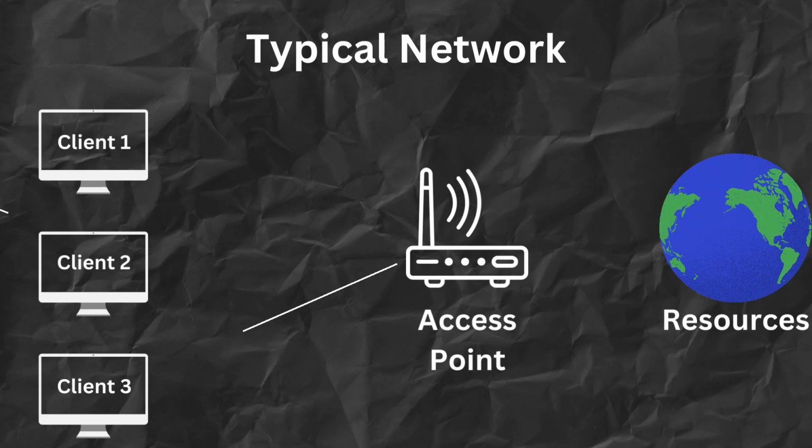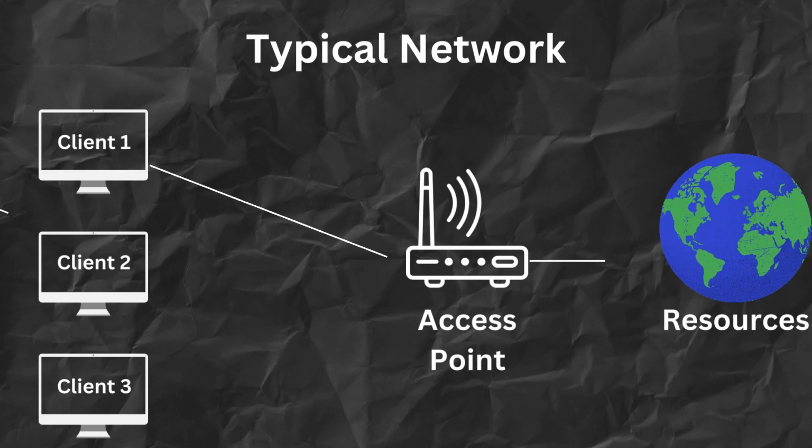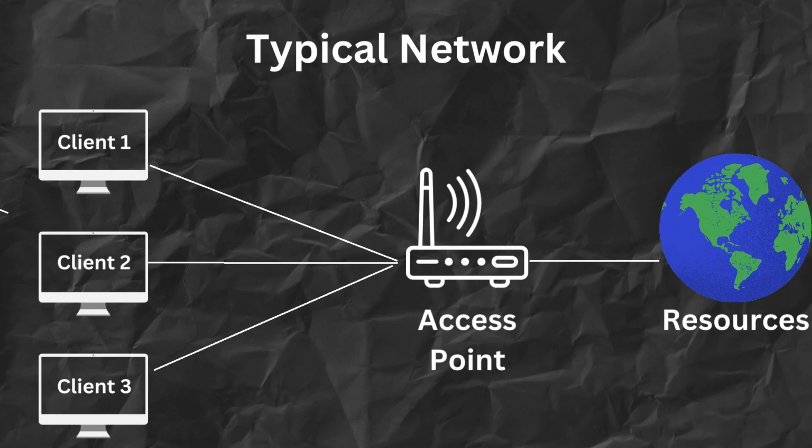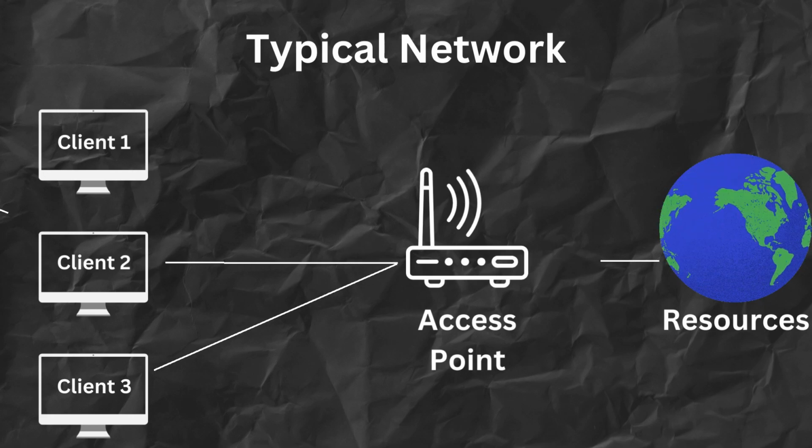Now the data is transferred between the clients and the access point as packets. So you can think of all of these arrows as a series of packets being transmitted between the client and the router as requests and responses.